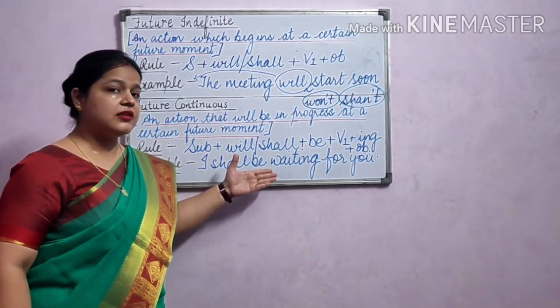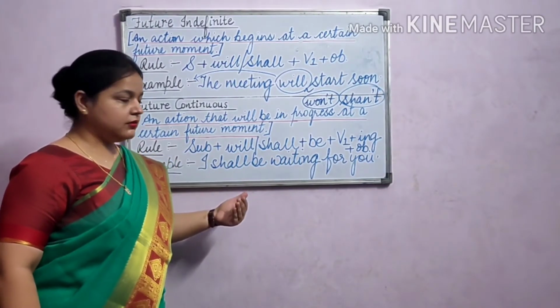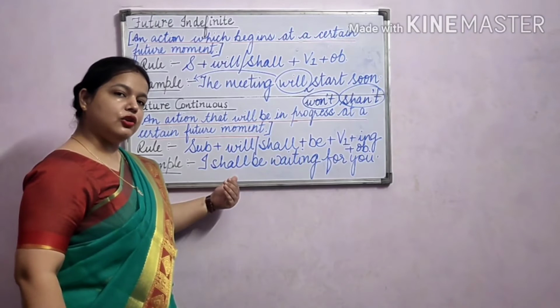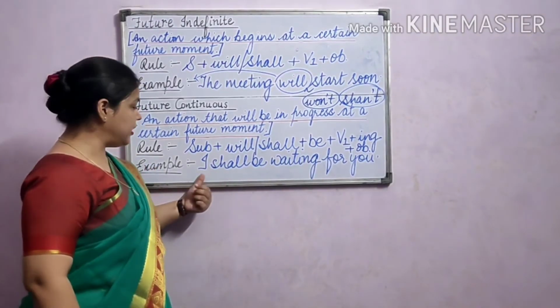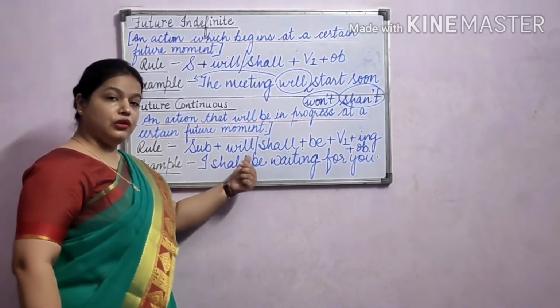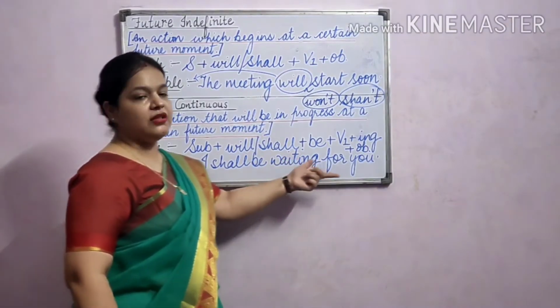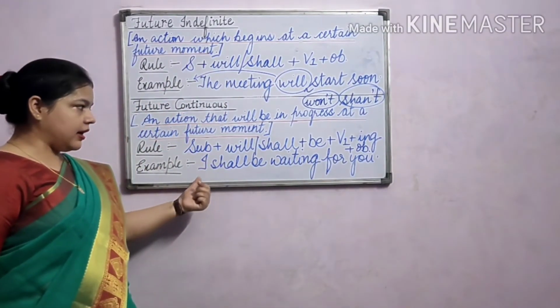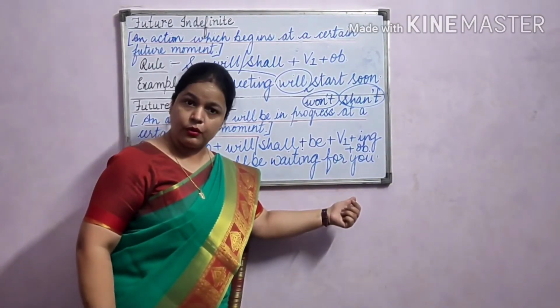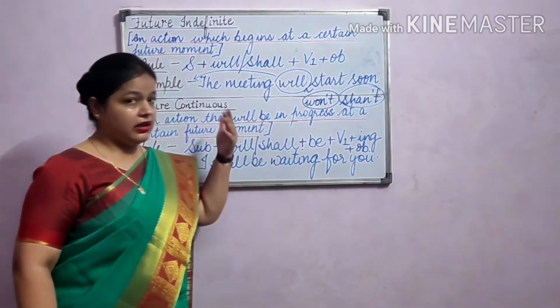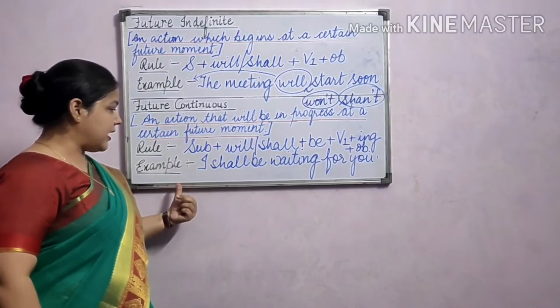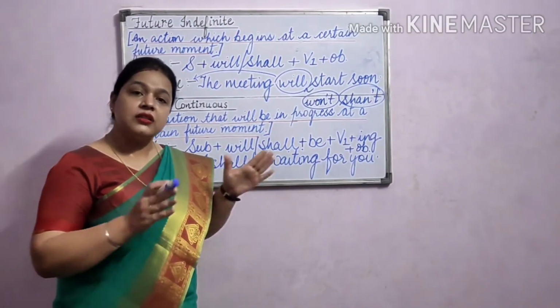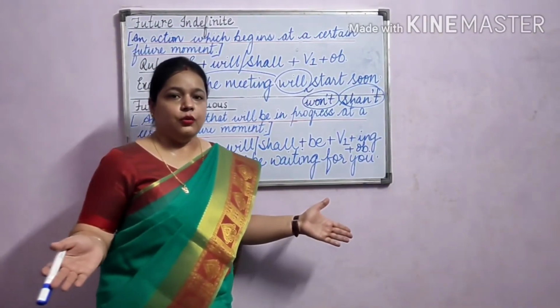Now you see, this was an affirmative sentence. How are we going to change this into a negative one? We'll place not after shall. So what will the sentence be? I shall not be waiting for you. Interrogative: shall I be waiting for you? Question mark. And interrogative negative: shall I not be waiting for you? Question mark.